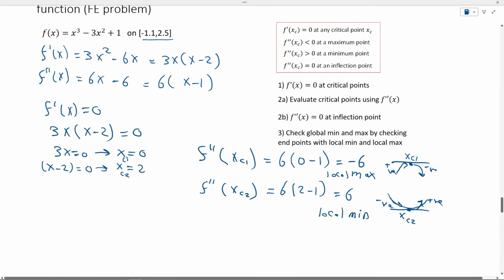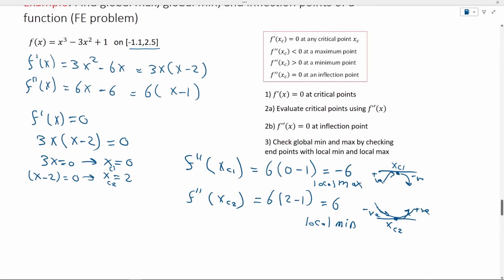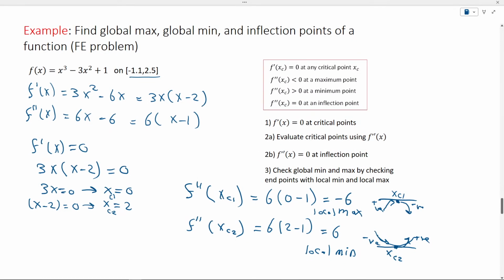my critical points. Now, it's also telling me, which could be a little bit confusing, to find the inflection points. But I don't get any inflection points here. I only got two of them: one became a local max and one became a local minimum. Where is the inflection point?